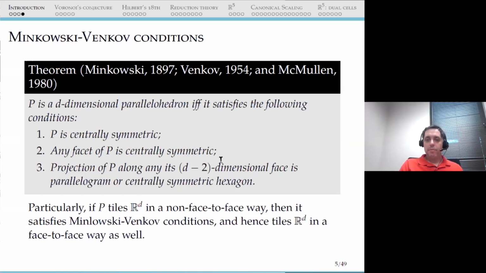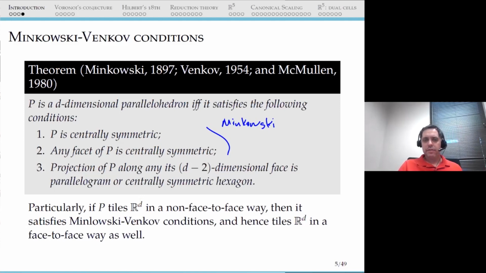Particularly, 2 properties correspond to central symmetry. The polytope P itself must be centrally symmetric. Then every facet, every face of codimension 1 of this polytope, should be centrally symmetric as well. These 2 properties were established by Minkowski. At the end of the 19th century, Minkowski proved that if we have a parallelohedron, then it satisfies these 2 properties. So central symmetry plays some role there.